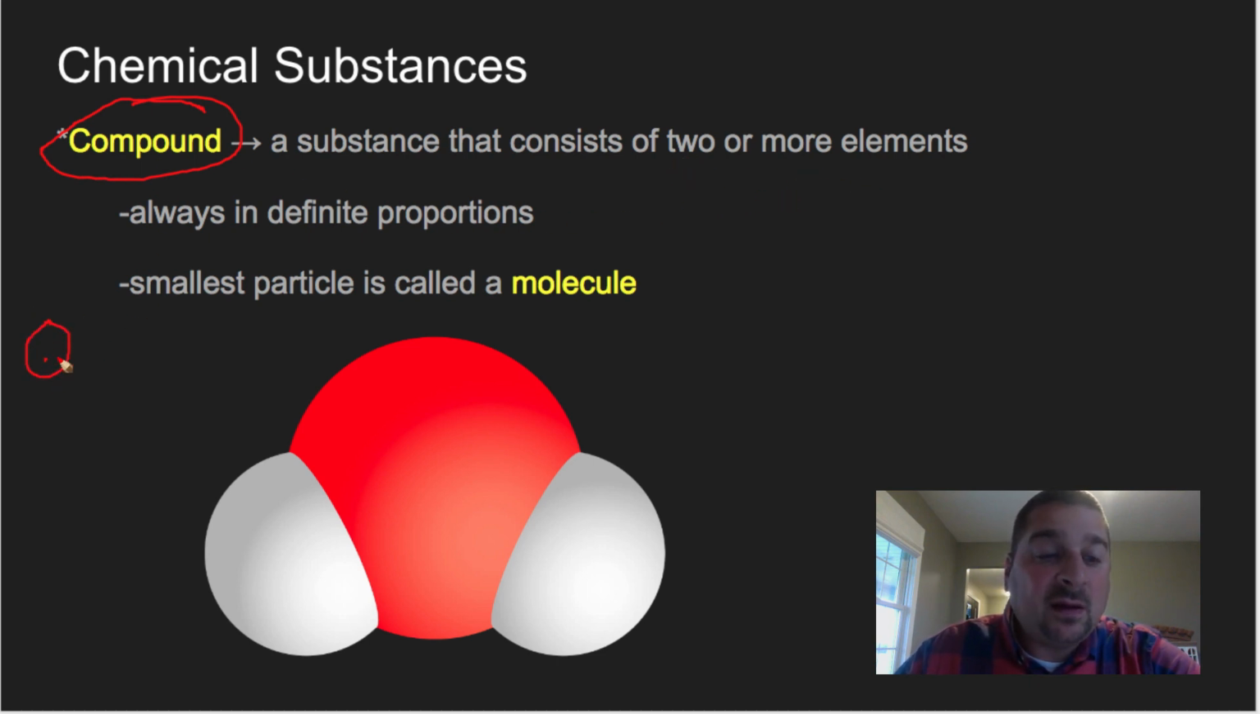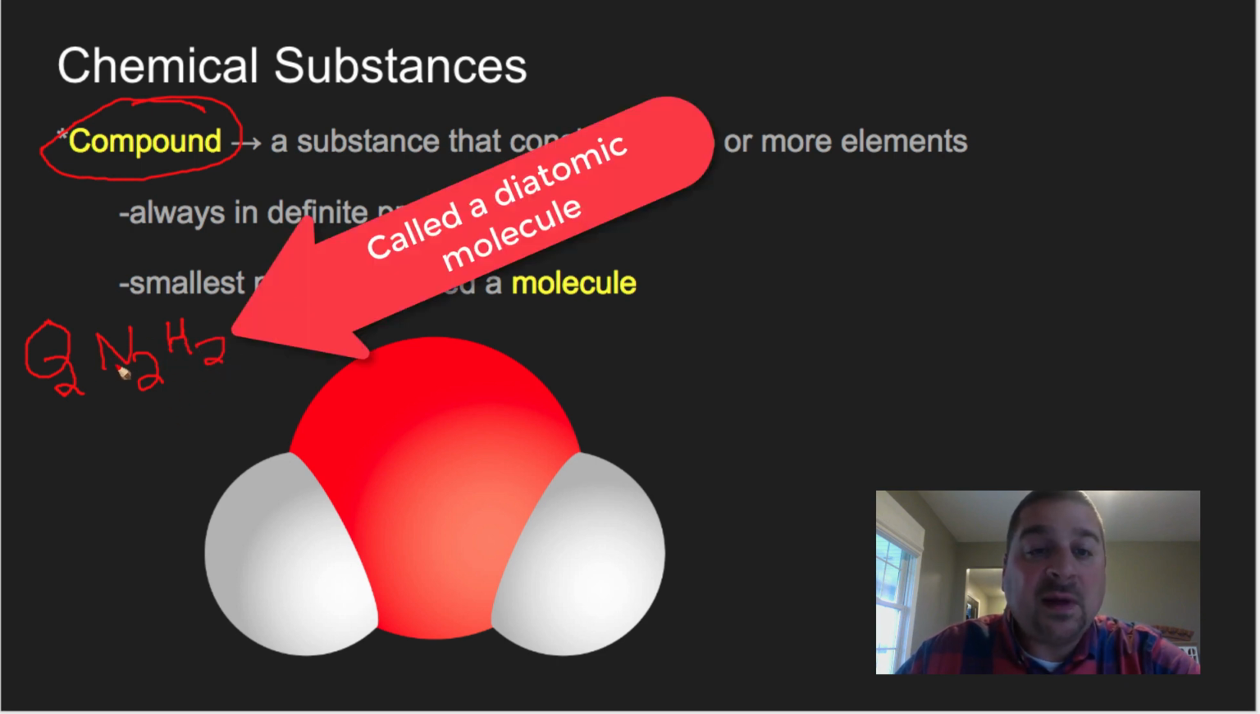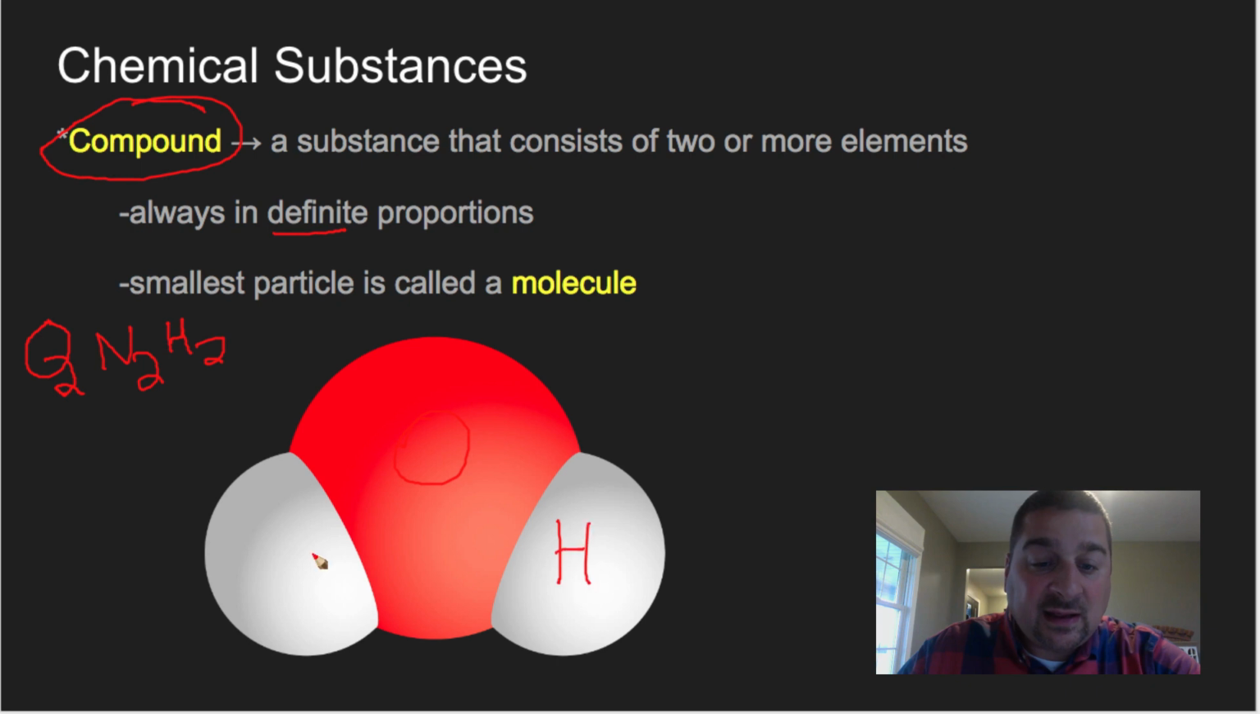Sometimes like O2 or N2 or H2, oxygen gas, nitrogen gas, hydrogen gas. Those are two of the same atoms bonded together. Compounds always have definite proportions. For example, down here we have an oxygen with 2 hydrogens, that we commonly know as H2O or water. Water is always 2 hydrogens and an oxygen. Always. That's what is meant by definite proportion.